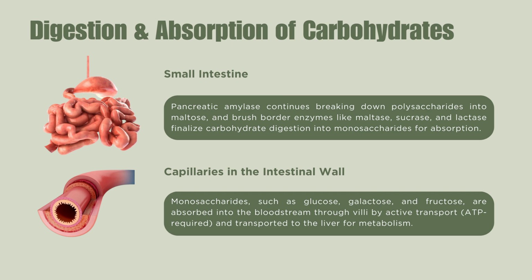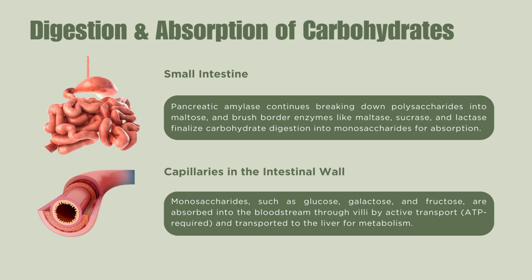For the absorption of these carbohydrates, the small intestine, specifically the jejunum, plays a starring role. The monosaccharides are absorbed through the intestinal lining known as enterocytes into the bloodstream. Glucose and galactose are absorbed actively via sodium glucose transporters, while fructose is absorbed passively through facilitated diffusion through GLUT5 transporters. Once in the bloodstream, these monosaccharides are transported straight to the liver via the hepatic portal vein.